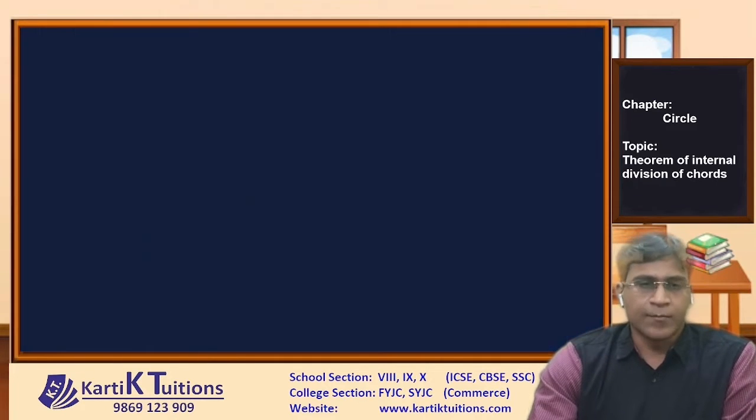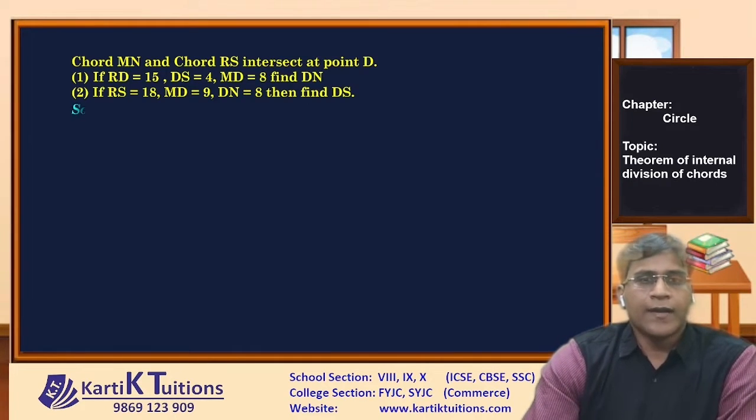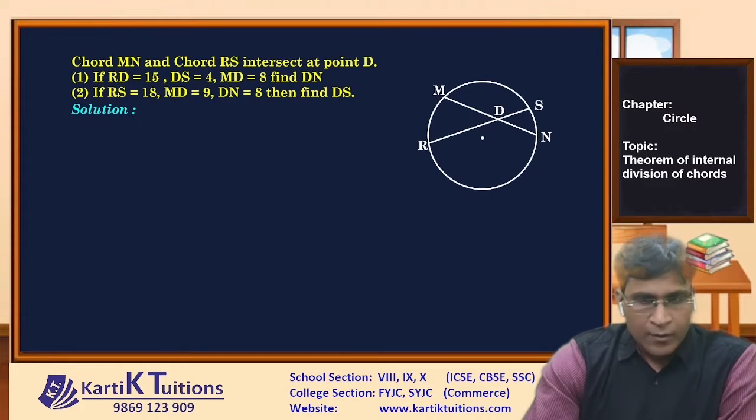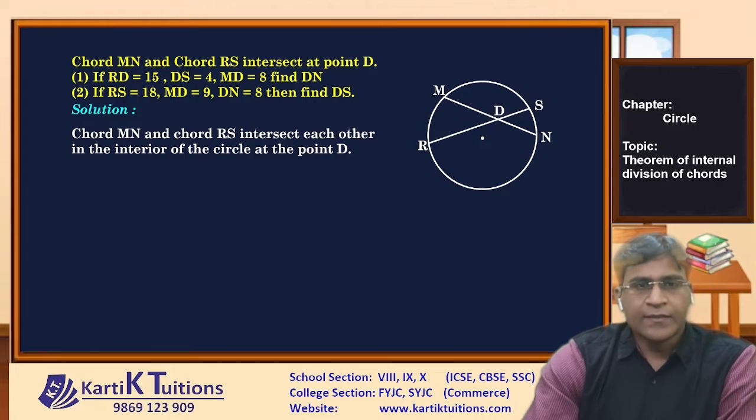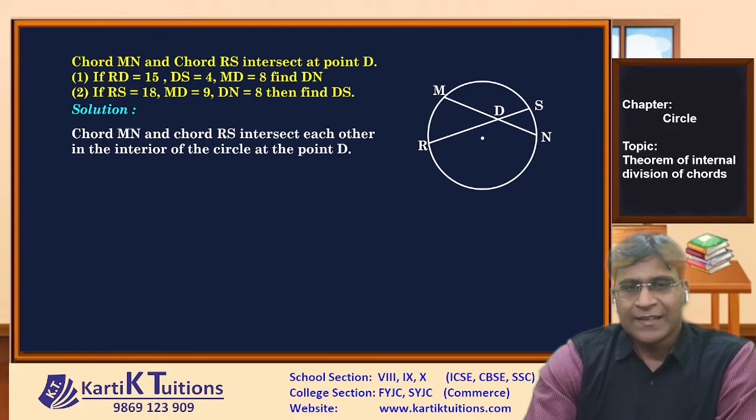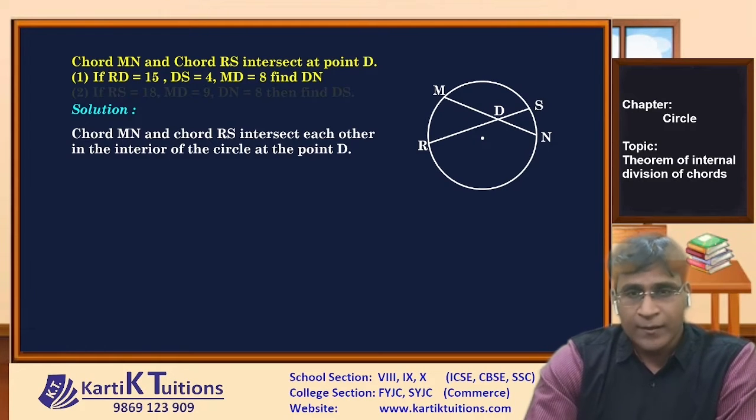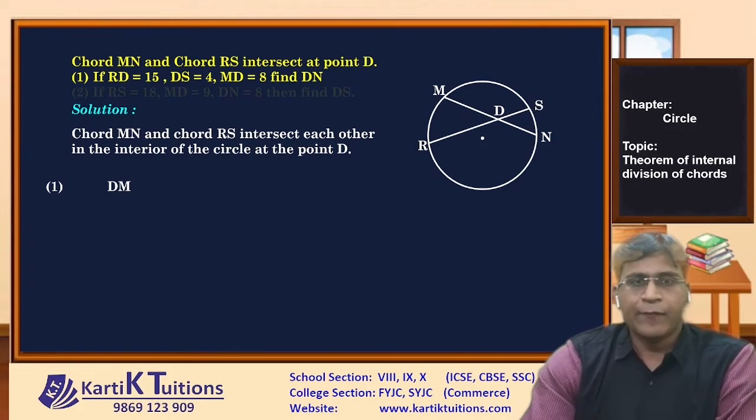So let's move to the sum. Chord MN and chord RS intersect at point D. If RD is 15, DS is 4, and MD is 8, find DN. Now understand. First we'll solve the first part. Both the chords are intersecting inside the circle at point D. In this first part, RD value is given to us as 15, DS is given as 4, and MD is given as 8, and we have to find DN.